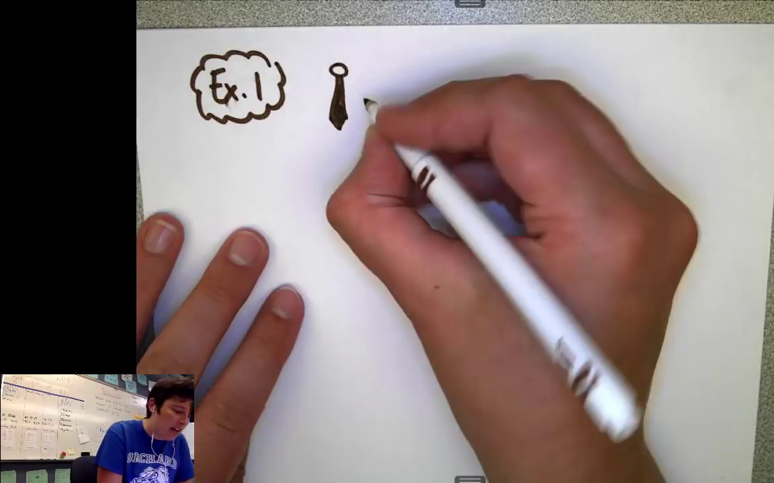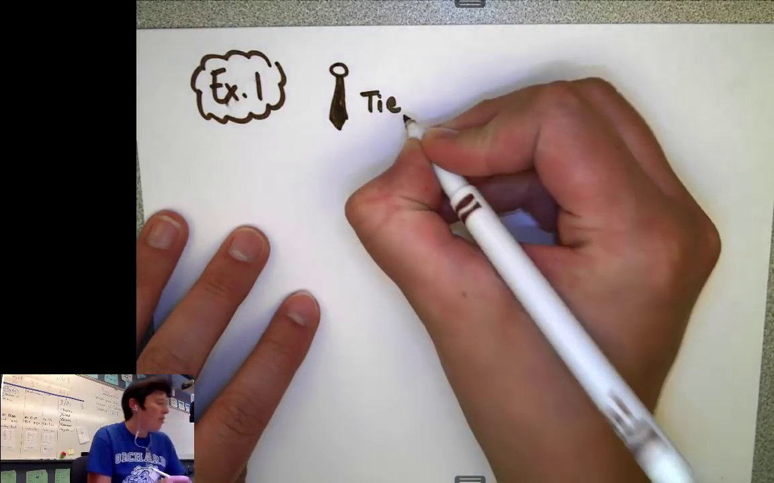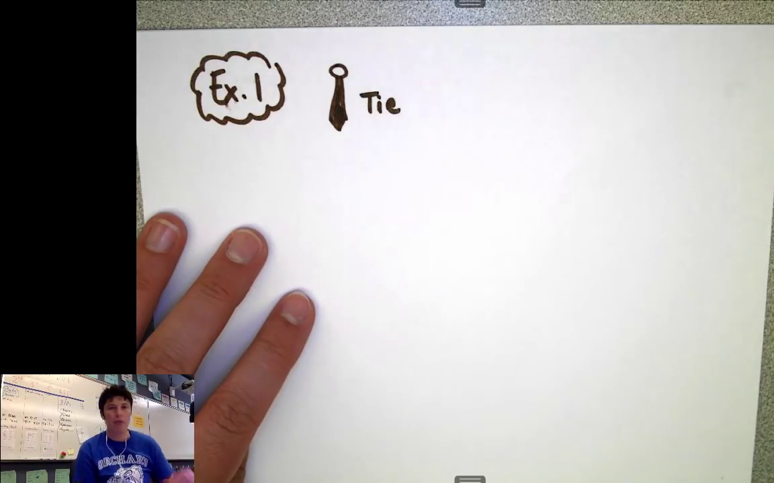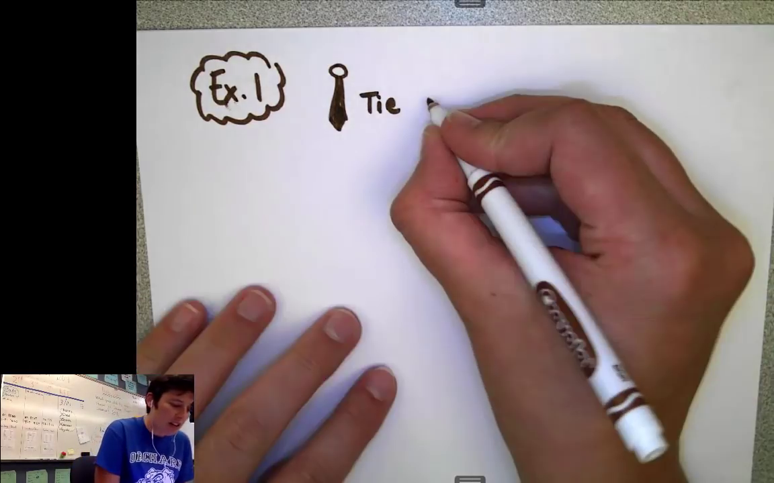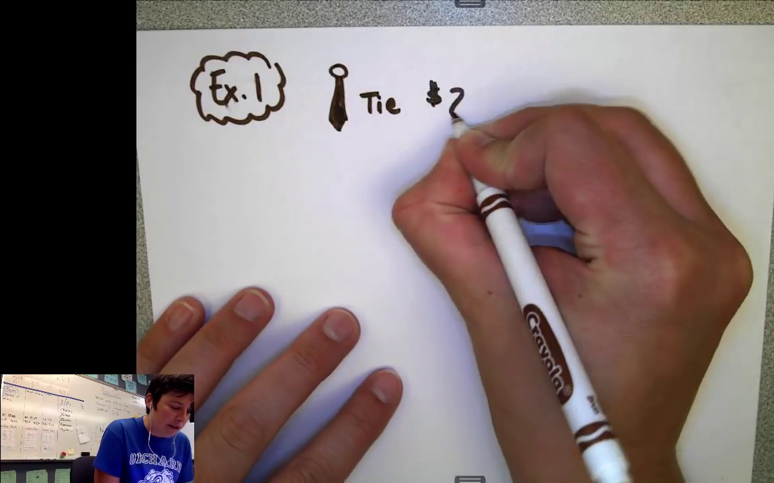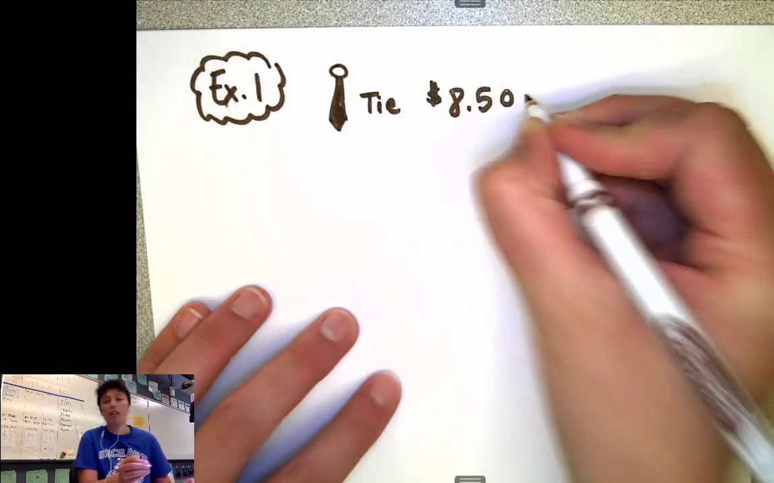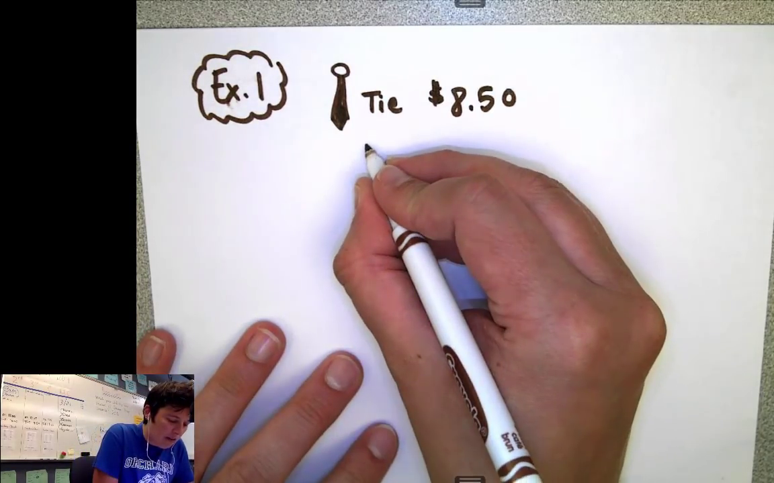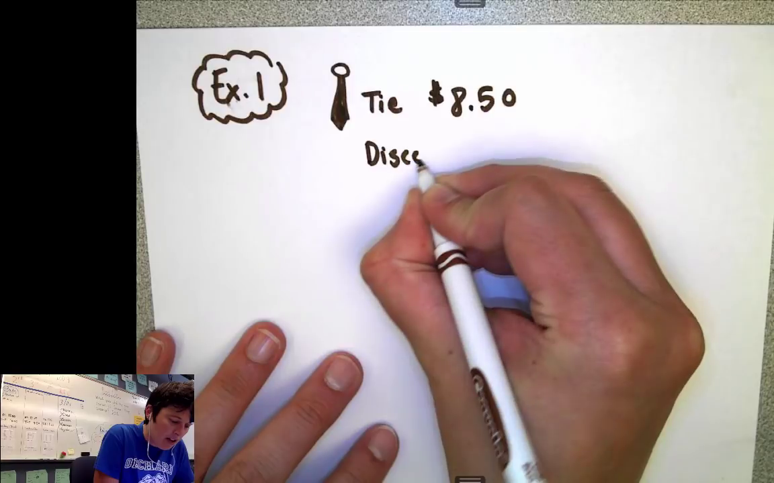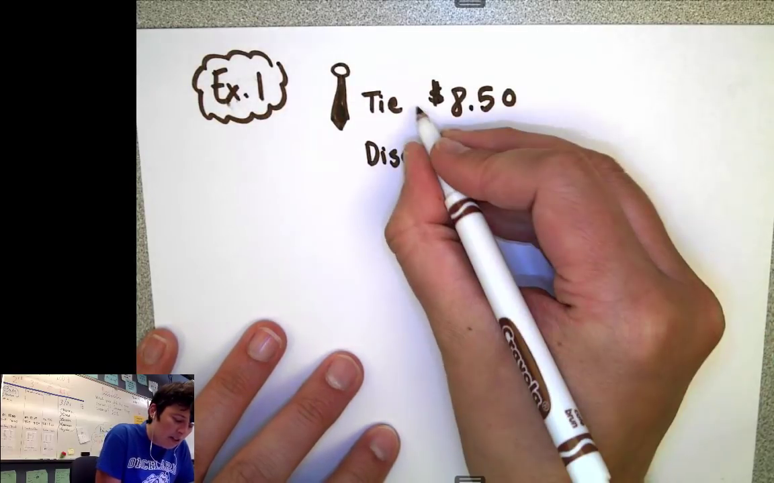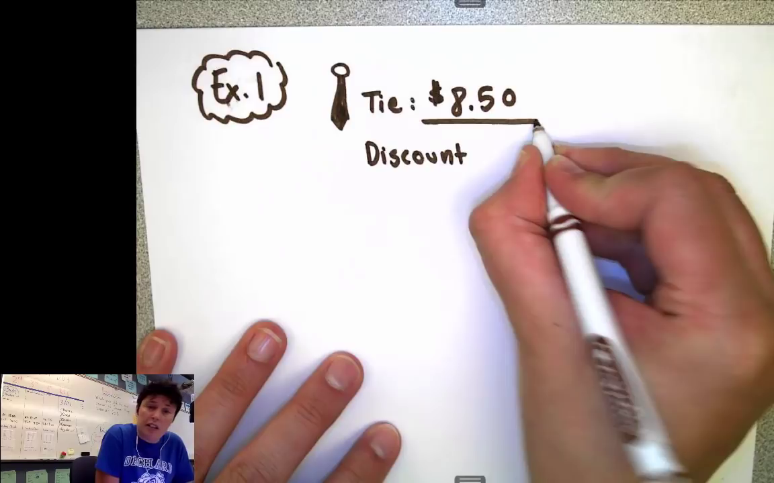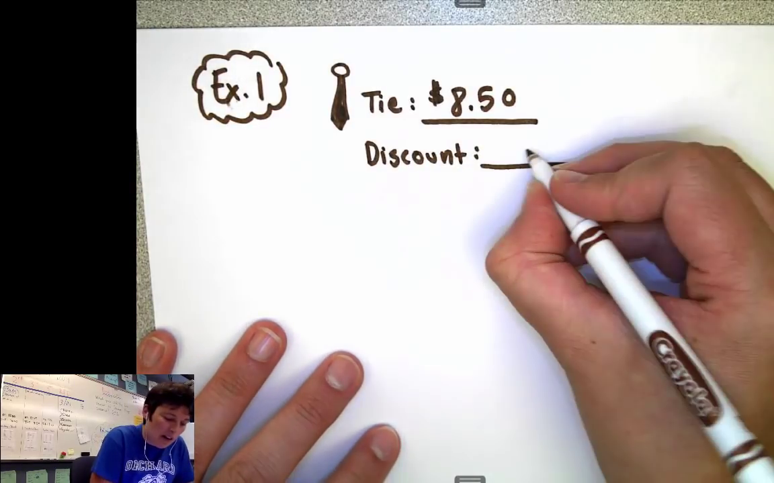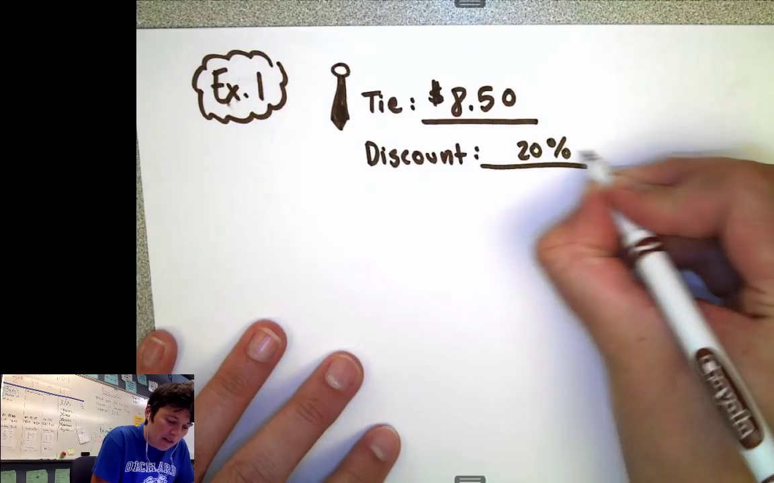Okay, so here is my tie. And I go to the store and it's a cheap tie. It's for my kid. It's one of those ones that you clip on. So it costs $8.50. But good news is they're having a sale today. So we get a discount. We get a sale. Yay. So the tie costs $8.50. But the discount today is it's 20% off. How cool is that? So 20% off.